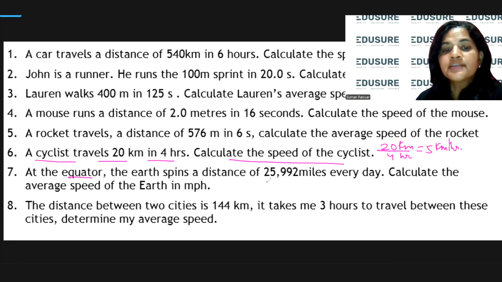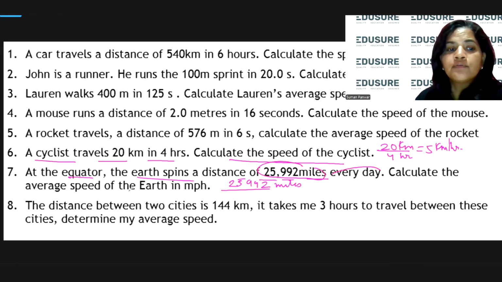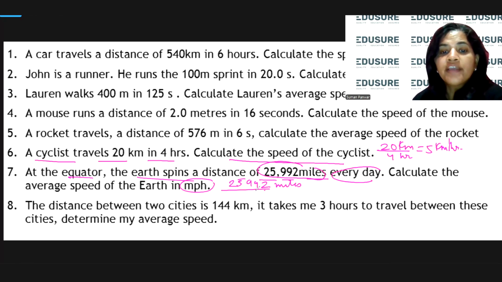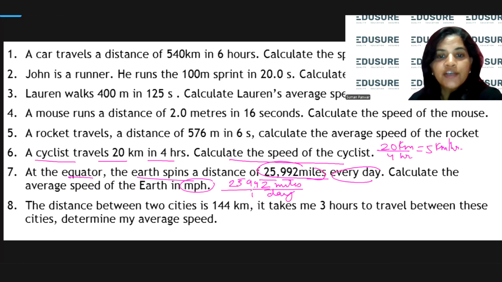At the equator, the Earth spins a distance of 25992 miles per day. Calculate the average speed of the Earth in miles per hour. So these are no rocket science questions. Again, distance in miles divided by time. Okay. So basically, it is spinning 25992 miles every day. We want to calculate the speed of the Earth in miles per hour. So it is 25992 miles divided by 1 day. But then you're supposed to calculate your answer in miles per hour. So in a day, we have 24 hours. So we have to divide 25992 by 24.